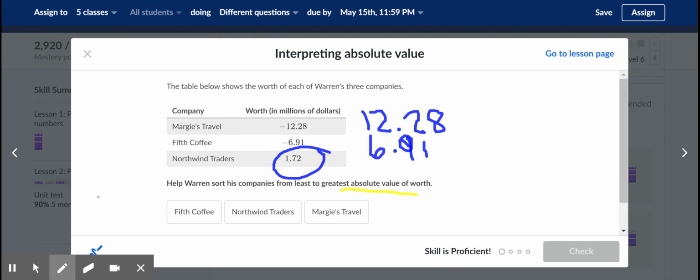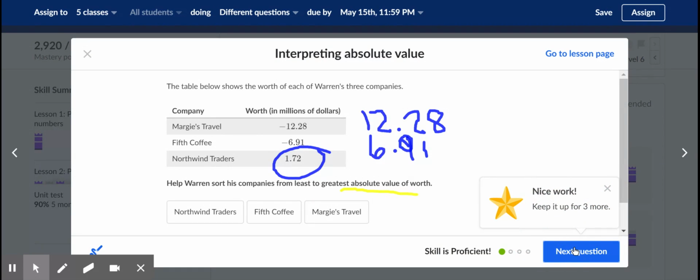So with that in mind, that means actually, even though Northwind Traders' actual worth is positive, its absolute value or distance from zero is the lowest of all three. So it's going to go first. So Northwind Traders goes in the front. And then Fifth Coffee has an absolute value less than that of Margie's Travel. So it's going to stay in the middle, and Margie's Travel would be the greatest absolute value.